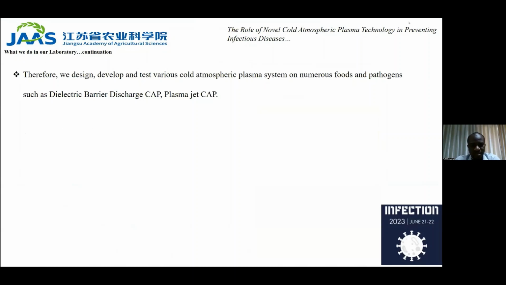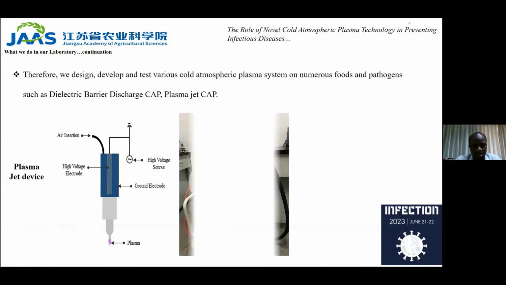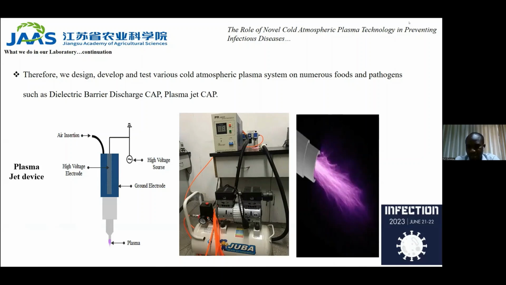Before, we could only work at 60 kilovolts. Therefore, we designed, developed, and tested various cold atmospheric plasma systems on numerous foods and pathogens. The cold atmospheric plasma machines we developed include the dielectric barrier discharge cold atmospheric plasma and the plasma jet cold atmospheric plasma. This is an example of the plasma jet we developed in our lab with a technology company. The first picture is a nozzle, and the second picture is a complete set of the plasma jet with a high voltage generator, the atmospheric air generator, and the nozzle. And this is the plasma generated from the plasma jet CAP device.